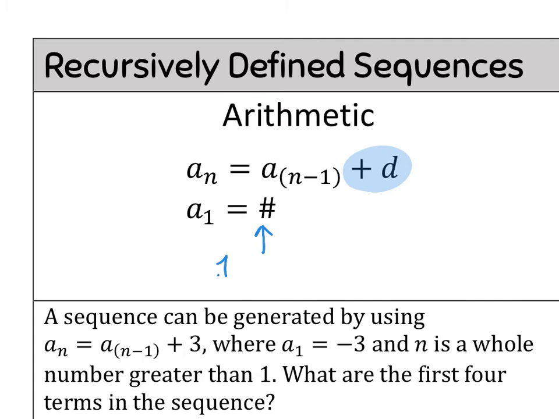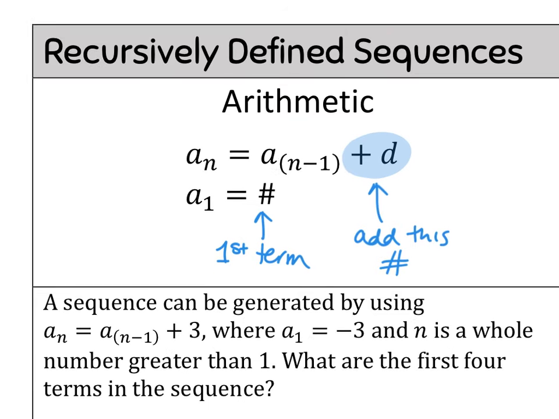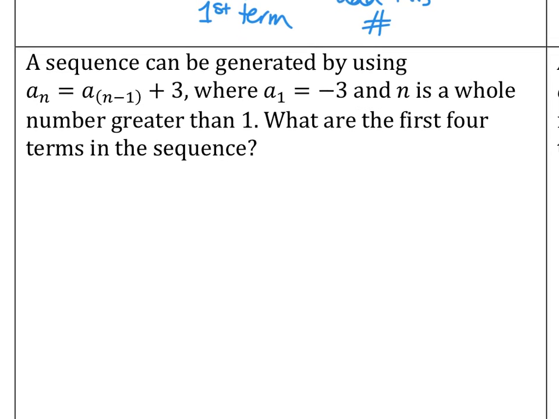So if this is the first number, A sub 1 is your first one, and then what you're going to do after that is add this number. Oh, that's it. That one just says number. You will be given that. You have to be given the first term, you have to be given the pattern, or else that's not what this is.